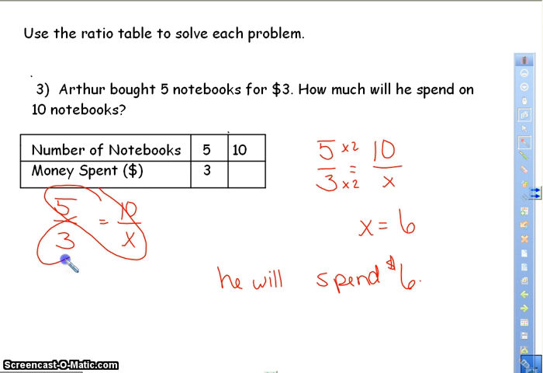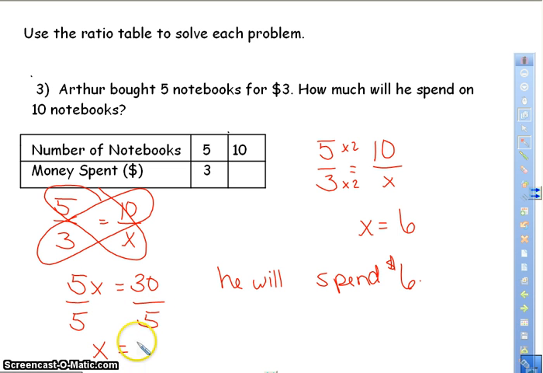These are all different things that we've learned after we learned this section that can help us out. So 5 times x is 5x. 3 times 10 is 30. Divide both sides by 5, so we just get 1x. And 30 divided by 5 is 6. So that's 2 different ways we end up with the same answer.